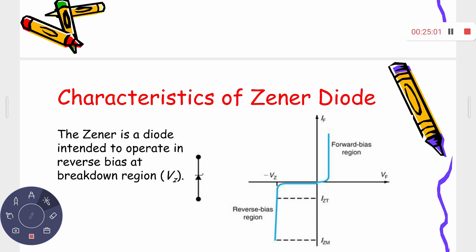Now what are you getting? You are placed in a circuit for which your anode voltage is less than the cathode voltage. VA is less than VK. That means VAK is negative, or your VF is negative. Very small reverse saturation current you are experiencing, fine.